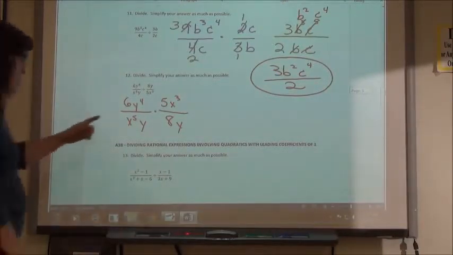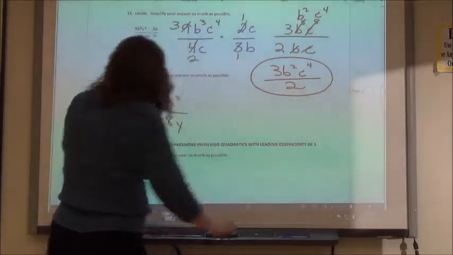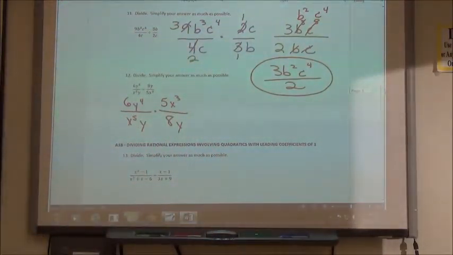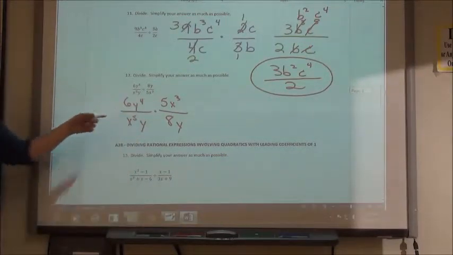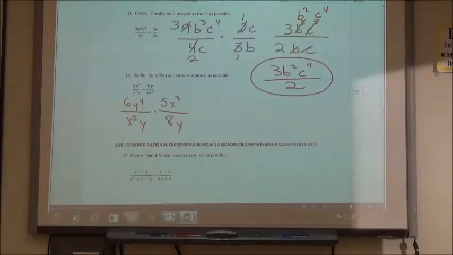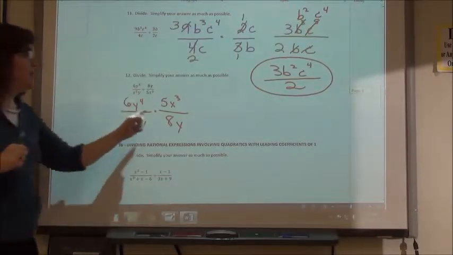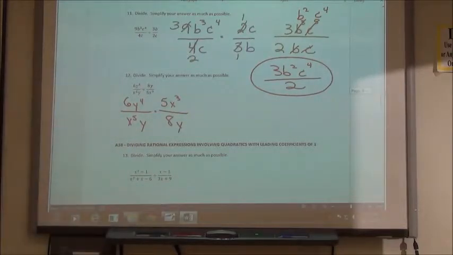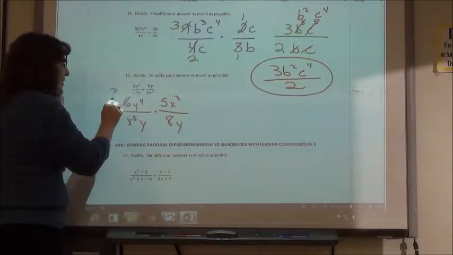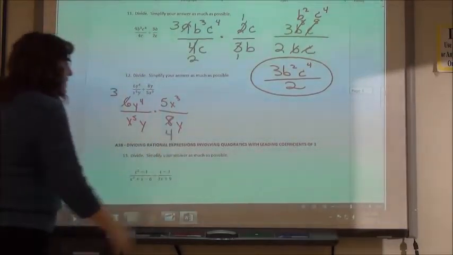So you started out and you wrote the reciprocal of your second fraction. So you had 6y to the 4th over x to the 5th y times 5x to the 3rd over 8y. Reducing, what can you reduce there? Oh shoot, the 6 and the 8. The 6 and the 8 are both divisible by 2, right? Now my answer's all wrong.